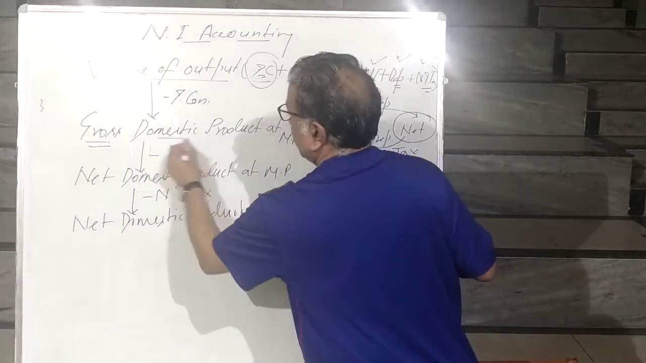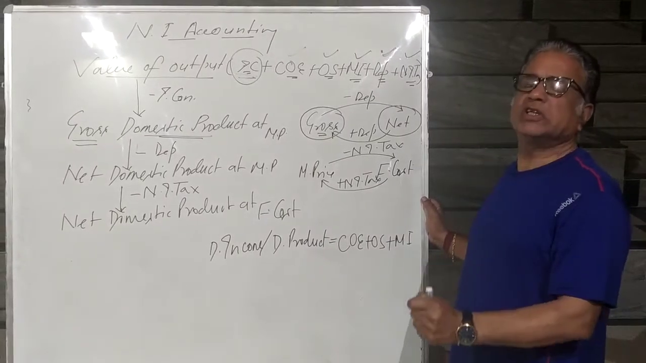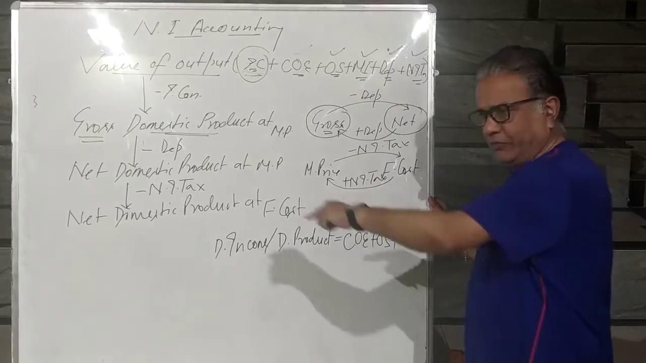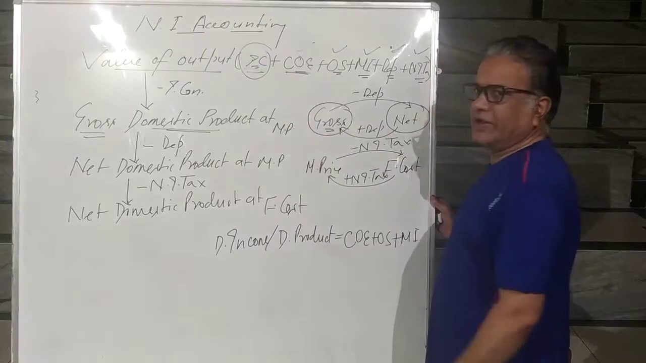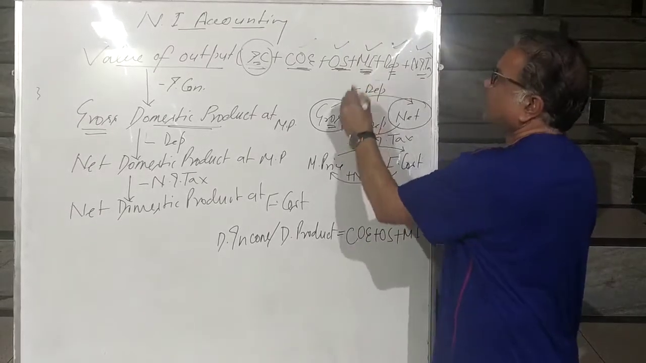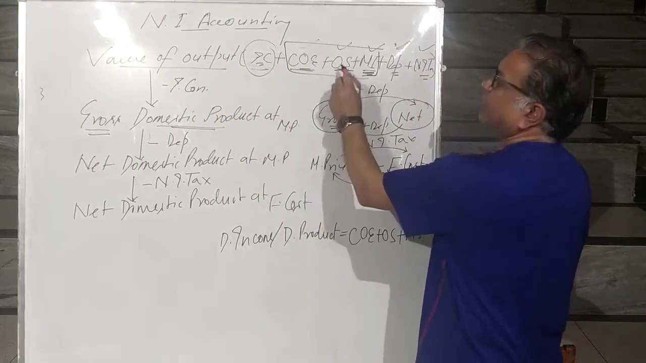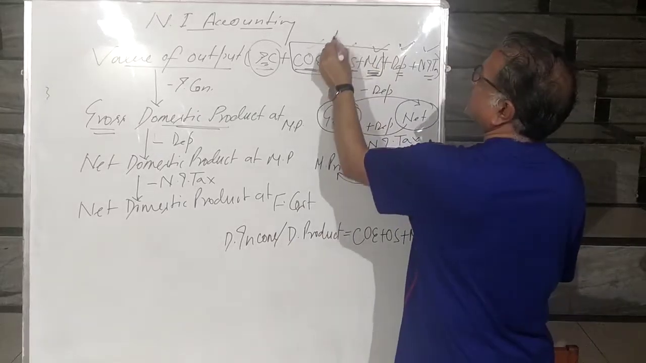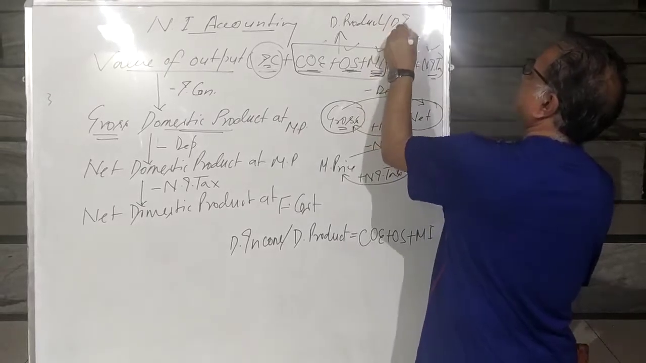Now why are we calling it domestic product? Domestic product means that income which is produced within the domestic territory of a country, within the political boundary of the country. So this COE is produced within the country, this OS is produced within the country, this MI is produced within the country. And all these three incomes we are taking here because we have removed only IC. So here COE is there, OS is there, MI is there. This is called domestic product, or domestic income.